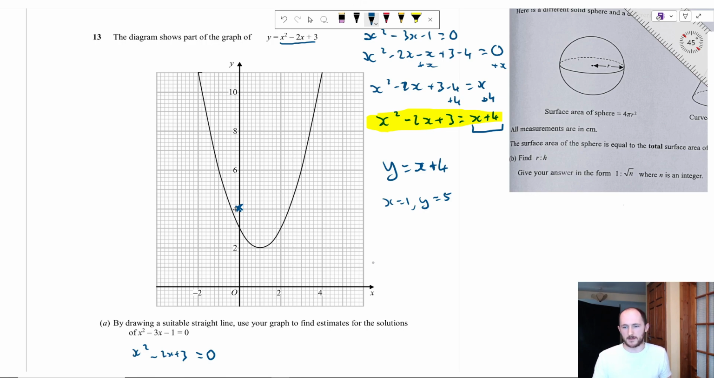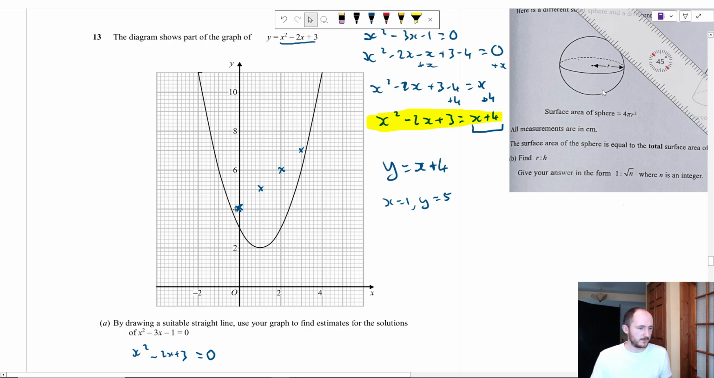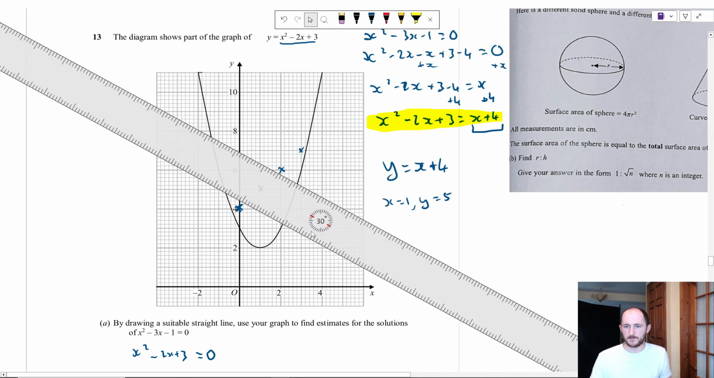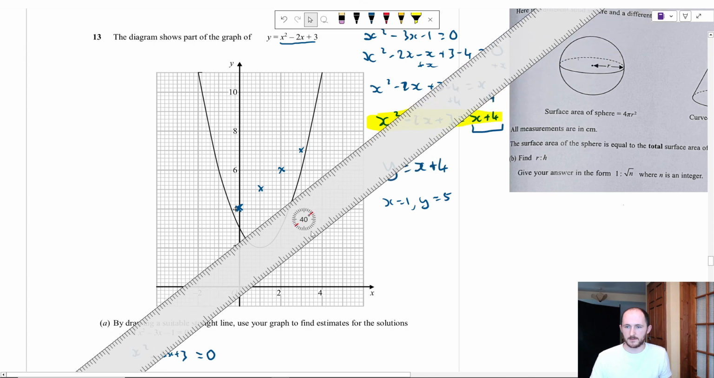And see where they overlap. Exactly, Evie. Perfect. So I know it's going to look something like this. And I've actually brought my ruler with me.